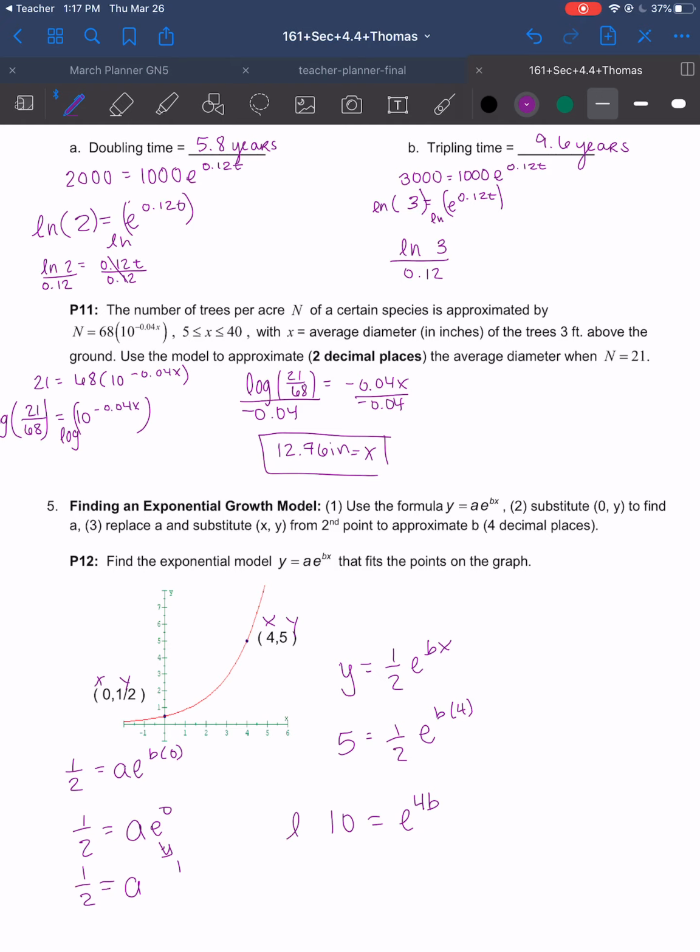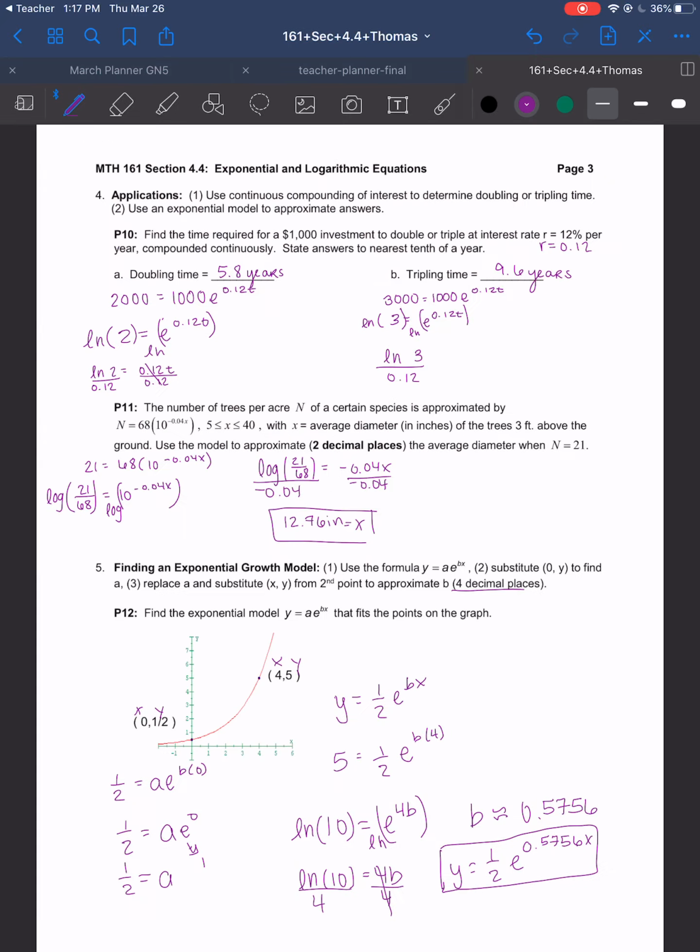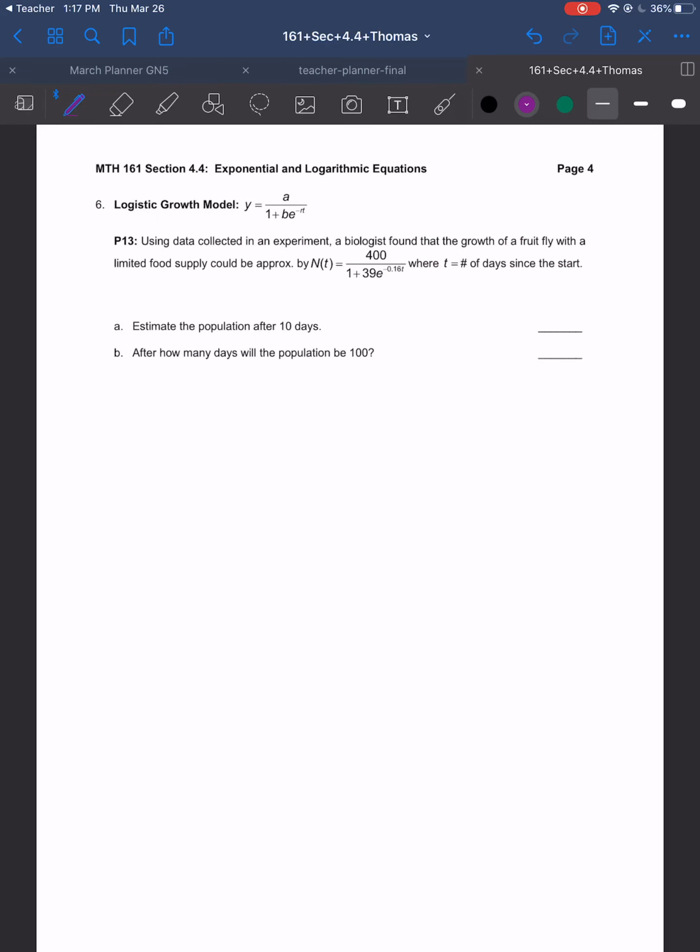And then this is just like we did before. We're going to take the natural log because it gets rid of our e, and then divide by 4. So b is approximately, it says 4 decimal places right there, 0.5756. And then you plug it back in, so you have y equals 1/2 e to the 0.5756x. And this is the last one I would actually write now. Logistic growth model.